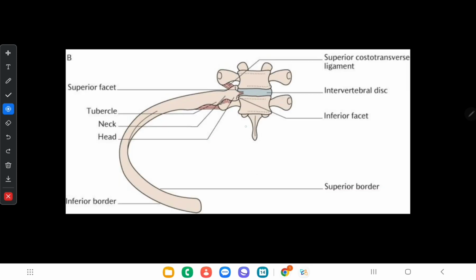In this picture, you can see the articulation of the ribs with the vertebra. Here, this is the transverse process of the vertebra articulating with the tubercle of the rib, and the upper facet of the head articulates with the vertebra above and the lower facet of the rib articulates with the numerically corresponding vertebra.